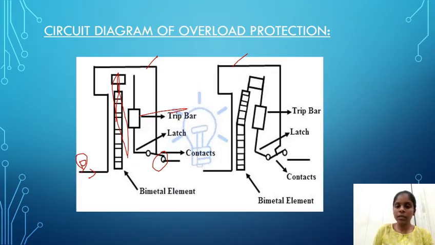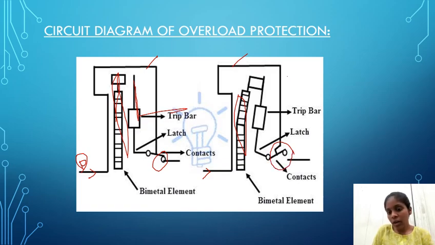Now coming to the abnormal condition. When an excess amount of current flows, the bimetallic strip expands. When it expands, it touches the trip bar. You can notice here that in normal condition the trip bar is in a straight line, and here it is bent somewhat. When the overcurrent flows, the bimetallic strip expands and touches the trip bar. When it touches the trip bar, the contact is lost at the end.